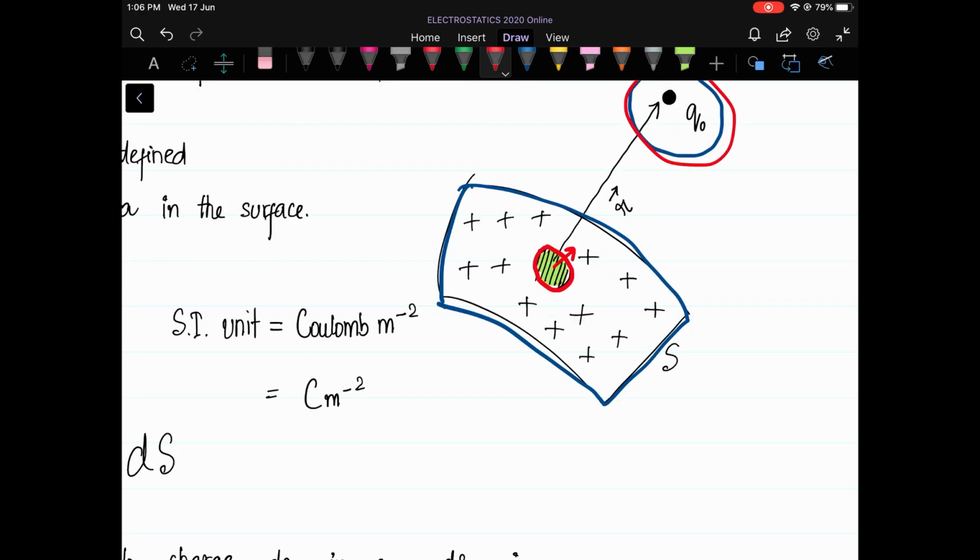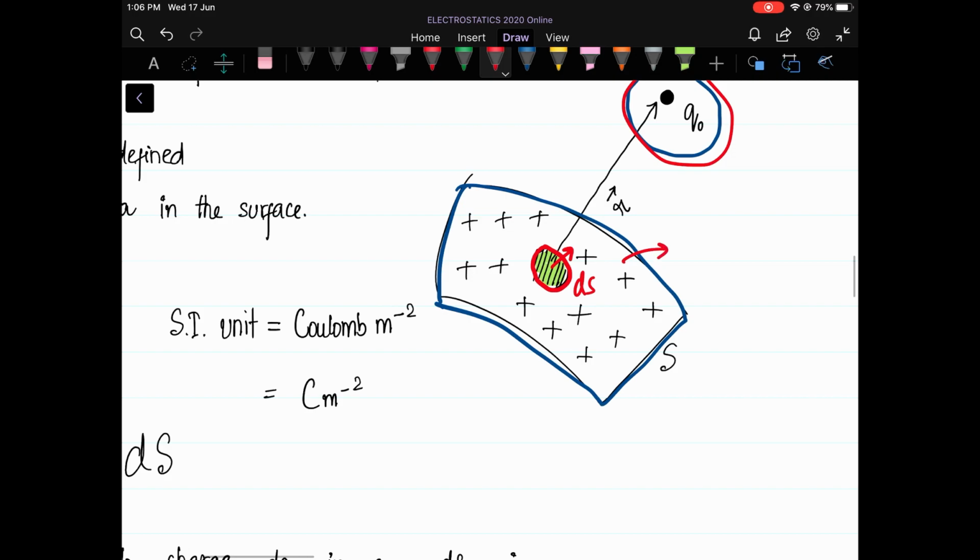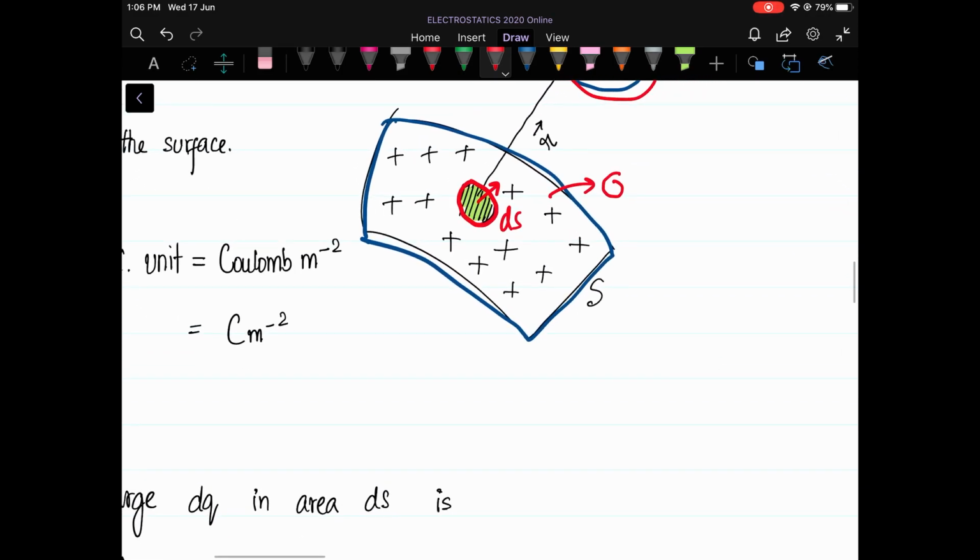Now to find the amount of charge present in this small area ds, we must know the density of charges on this whole surface. Let's denote it by sigma. So again I can tell you, the amount of charge present in one area will be sigma, in two areas will be twice sigma, and in area ds will be sigma ds. So this is what is known as dq for us, the amount of charge present here.